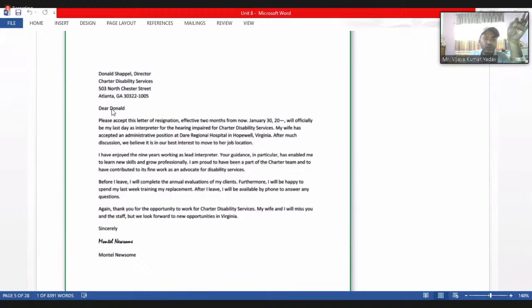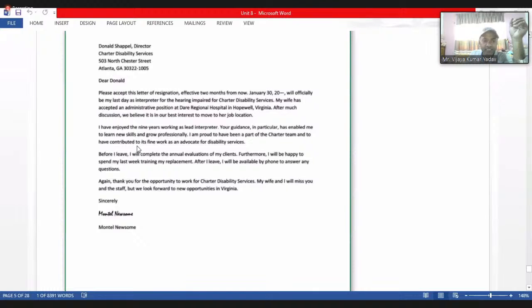Okay, so dear Donald, now in a resignation letter, you are resigning from the job, so you have to give the reason. Reason is required why you are leaving the job. You have to mention the reason. So see how it is written. Please accept this letter of resignation effective 2 months from now. January 30 will officially be my last day as interpreter for the hearing impaired for Chartered Disability Service. My wife has accepted an administrative position at Dare Regional Hospital in Hopewell, Virginia.